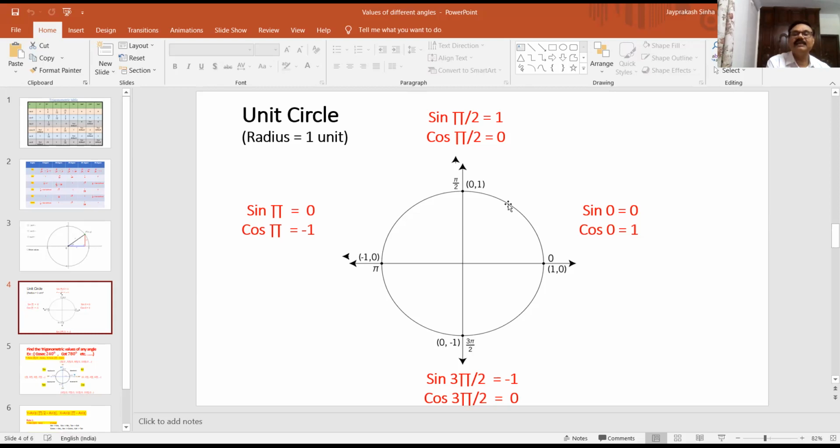Okay, so in this way, by drawing this circle and writing the coordinates at the points 0 degree, pi by 2, pi and 3 pi by 2, which are (1, 0), (0, 1), (-1, 0) and (0, -1), you are getting the values of sin 0, cos 0, sin pi by 2, cos pi by 2, sin pi, cos pi, sin 3 pi by 2 and cos 3 pi by 2. The first coordinate, the x coordinate, gives the value of cos and the y coordinate gives the value of sin. So in this way we can remember these values.